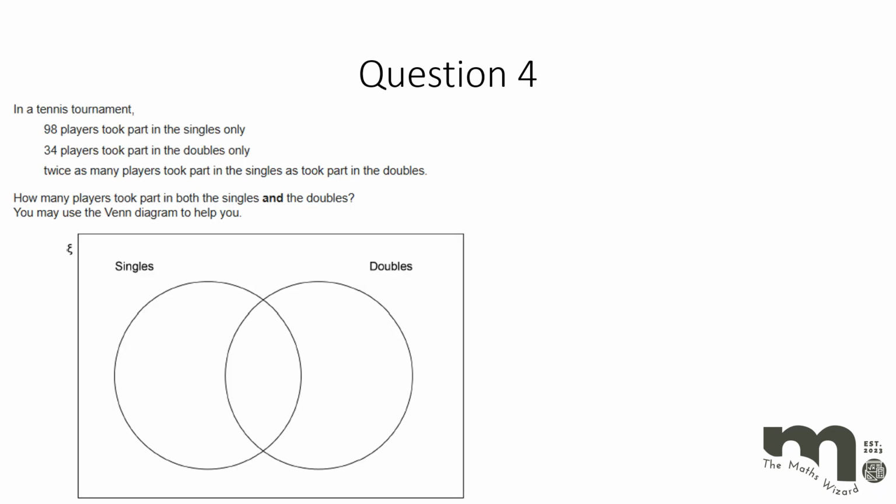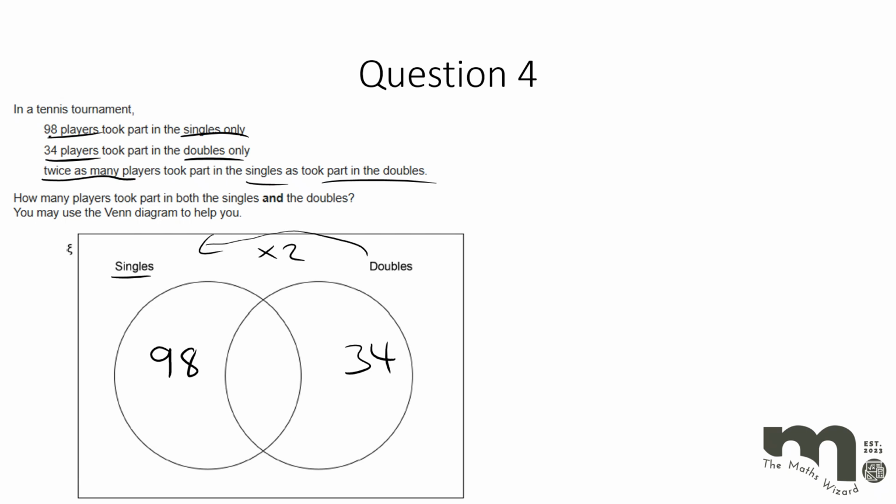Right, final problem one then. This is quite a tricky one. So it says in a tennis tournament, 98 people took part in singles only, 34 people took part in the doubles only. So we can write them in there already. And then it says twice as many players took part in singles as took part in doubles. Okay, so what we're saying is this is double that, essentially. So there's double the amount of people that played singles compared to doubles. So see how you get along with this, and we've just got to basically finish this Venn diagram with that information.